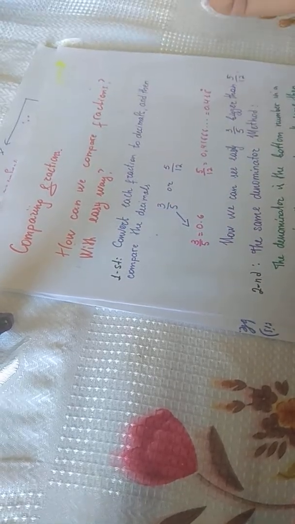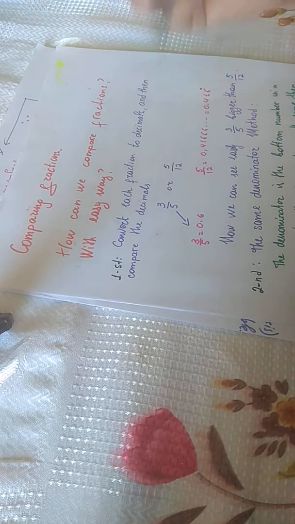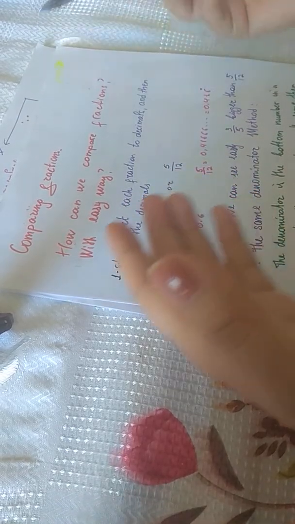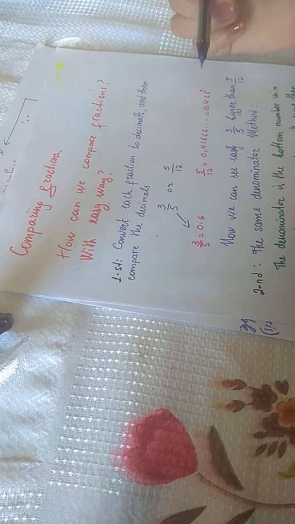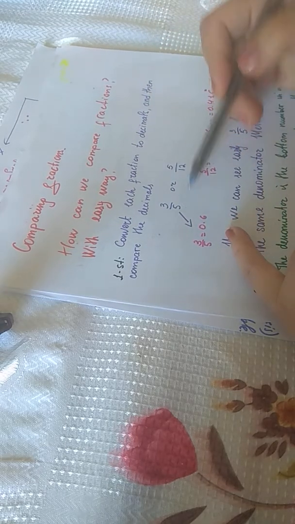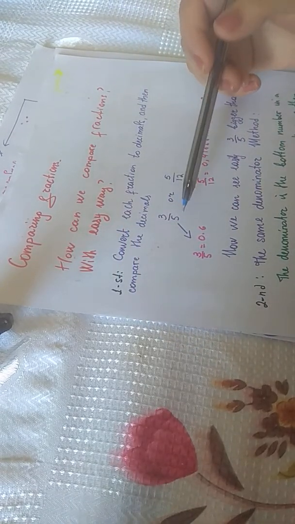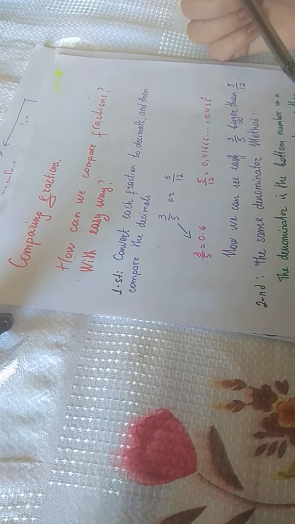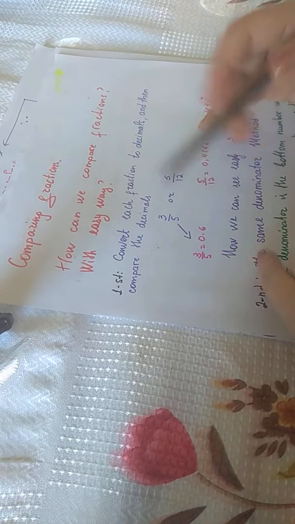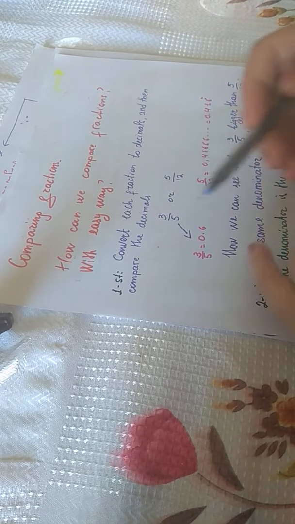So first step, convert each fraction to decimals and then compare the decimals. What's the meaning of this? For example, we have two fractions, 3/5 and 5/12. We should compare these two fractions, which one is bigger, which one is lesser. So how can we know this with the decimal method, as a decimal form? Look here. Can we convert fractions into decimals? Yes, we can. So how can we do it?